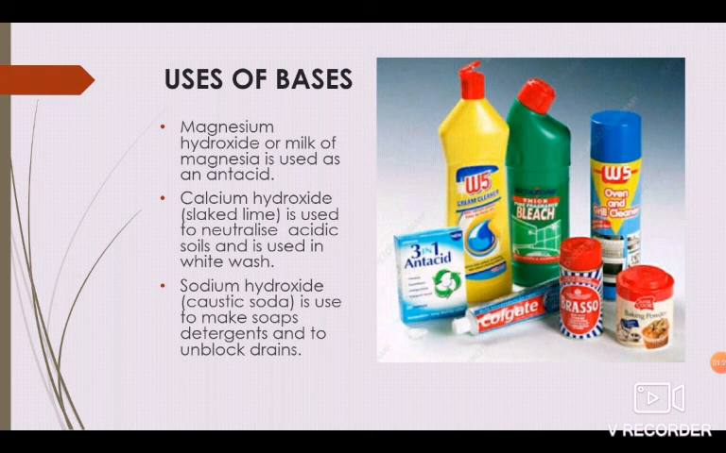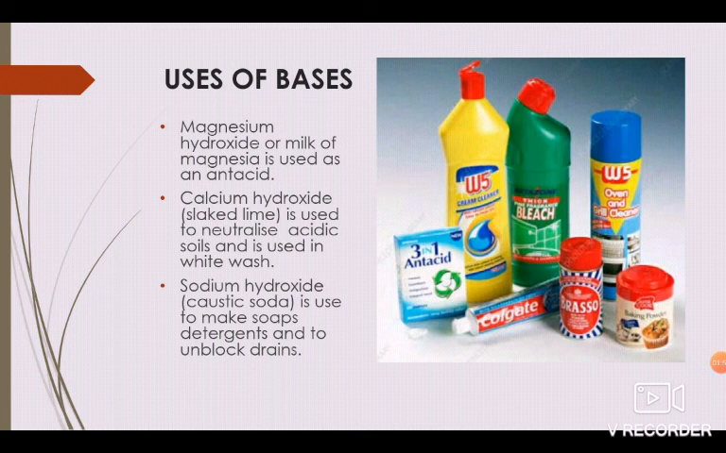Milk of magnesia or magnesium hydroxide is used as an antacid. This is when you have eaten a lot of spicy food, and you start to have a stomach ache or a burning sensation in your stomach. Then this is taken as medicine. Why do we do that? Because when we eat a lot of spicy food, our stomach produces a lot of hydrochloric acid, and this causes the burning. In order to counter this, we have a base as a medicine which stops the burning.